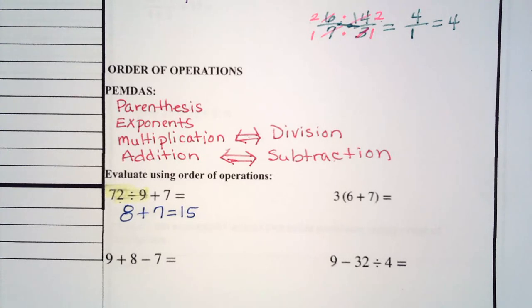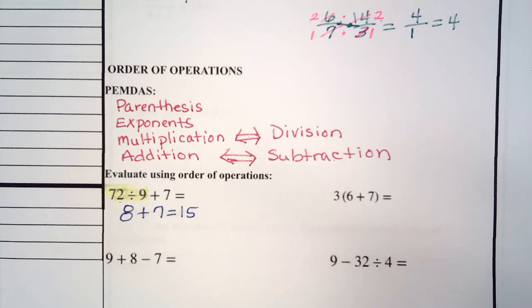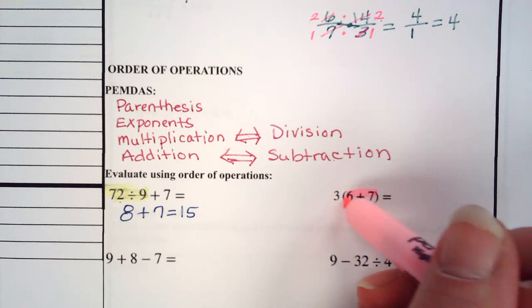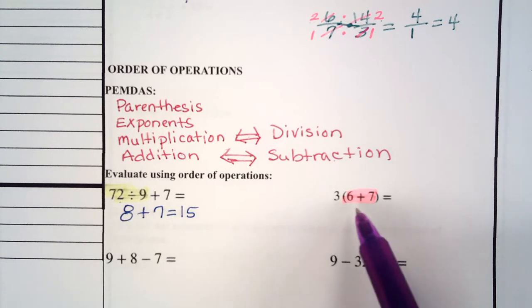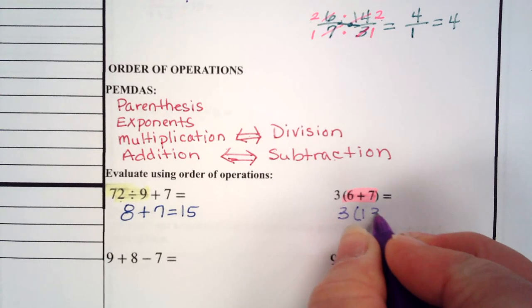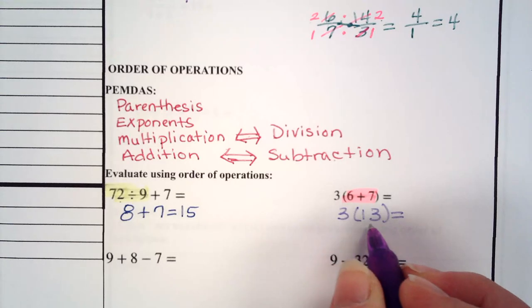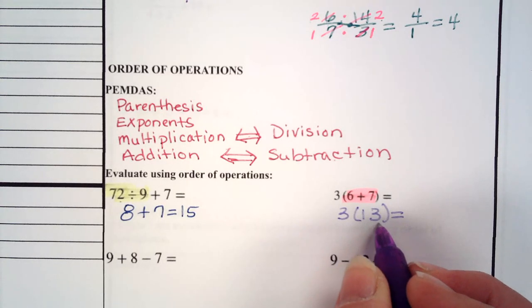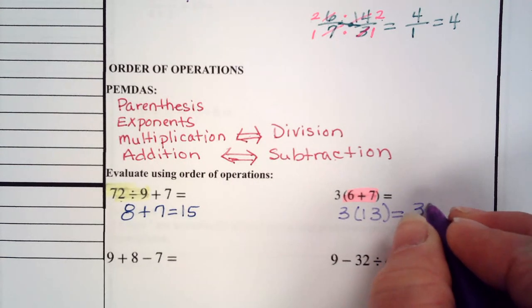For the next one, do we have parentheses? Yes. So we combine in the parentheses first, and we've got 6 plus 7 is 13, so it's 3 times 13. 13 times 3 would be 10 times 3 is 30, 3 times 3 is 9, 30 plus 9 is 39.